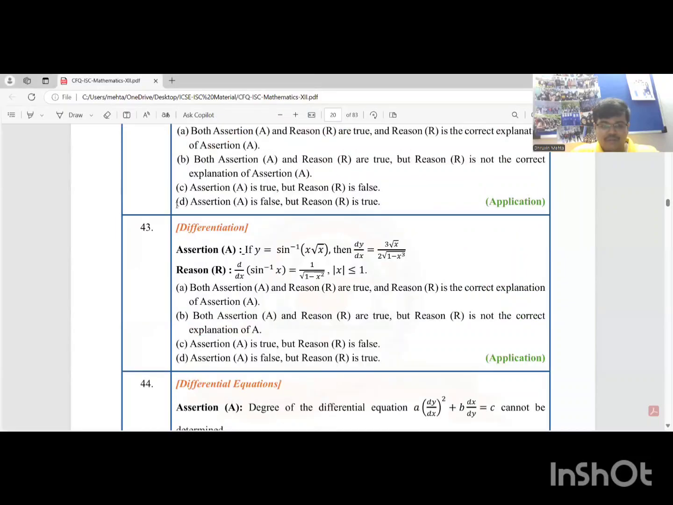If you're thinking that, sir, reason is also false, assertion is also false, we don't have an option like that. So definitely it's a printing error. You have to make this correction. The correct answer will be assertion is false, the reason is true. We're done with this question. We'll move ahead. We'll go to question number 45.